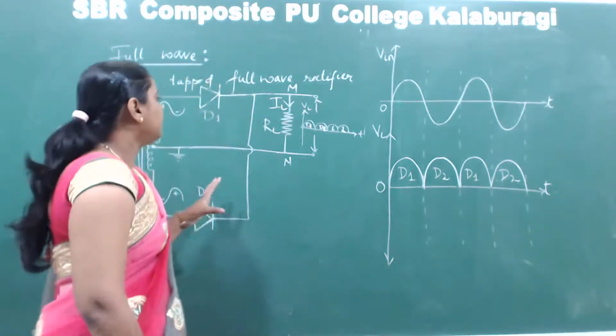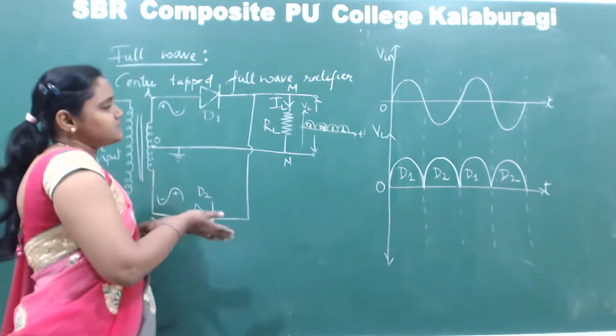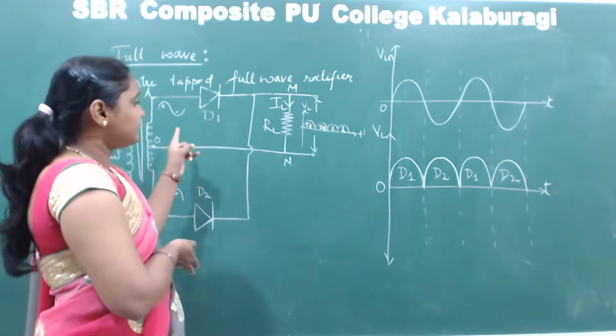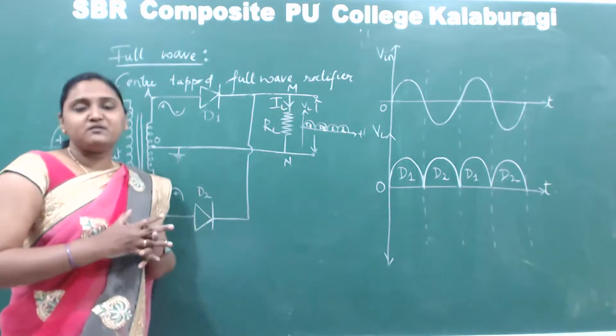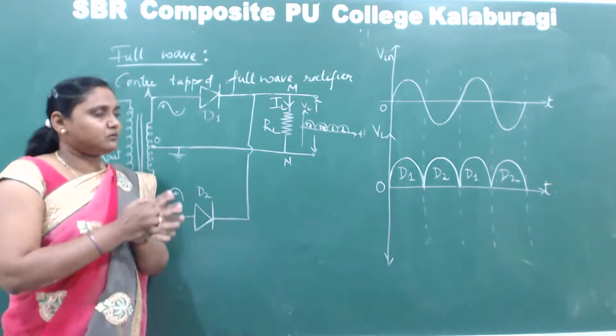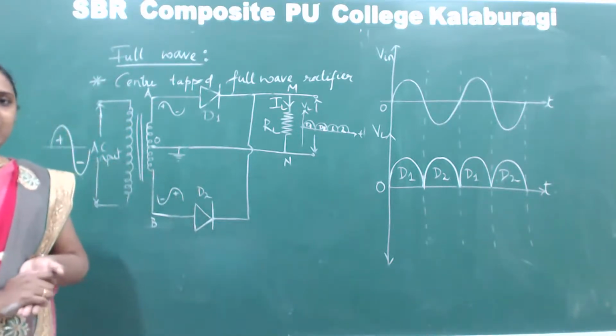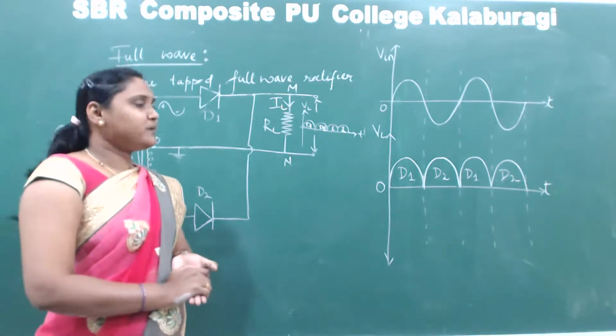So this is the entire operation for the positive half cycle as well as the negative half cycle of the center tapped full wave rectifier. Very important for exams. Very often you are asked it for 5 marks. It is a kind of fixed question that can be asked in the exams for 5 marks, as it is very important.